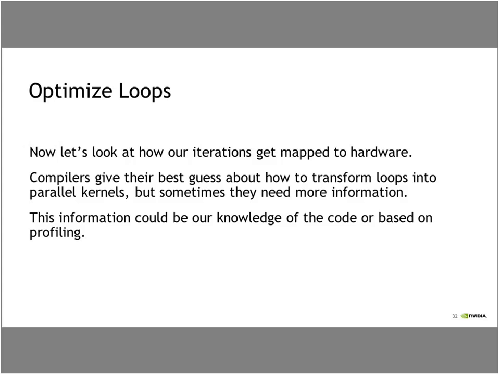Or it might map it and say, I've got 4 CPU cores, I'm going to send the first 250 iterations here and the next 250 iterations there. It will really look at how best to take the iterations I have and how they map to the hardware. Compilers always give their best guess, but sometimes they just don't have enough information.